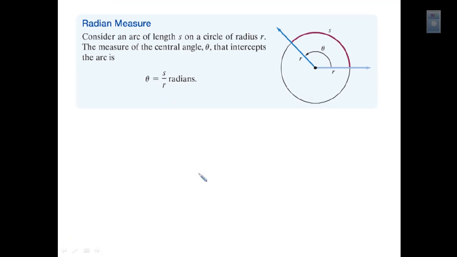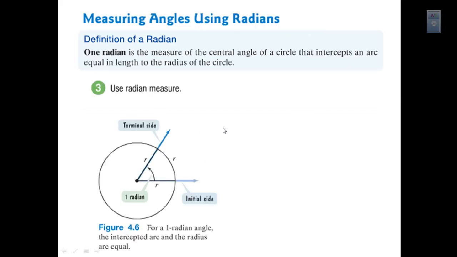Now, in all these, remember, the theta, our angle, must be in radians. It does not work for degrees. The reason it doesn't work for degrees is, as we talked about on the last slide, radians is based off of the circle itself. Where do we get degrees? Well, degrees come from the circle, and we split it up into 360 degrees.